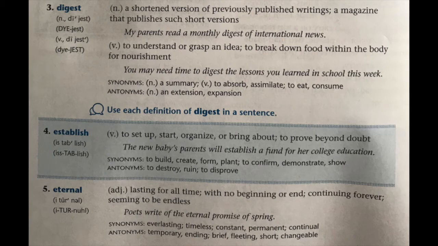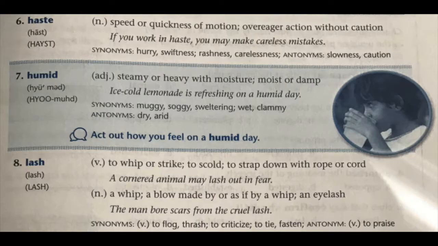Number 4, establish, verb, to set up, start, organize, or bring about, or to prove beyond doubt. The new baby's parents will establish a fund for her college education. Number 5, eternal, adjective, lasting for all time, with no beginning or end, continuing forever, seeming to be endless. Poets write of the eternal promise of spring. Number 6, haste, noun, speed or quickness of motion, or overeager action without caution. If you work in haste, you may make careless mistakes.